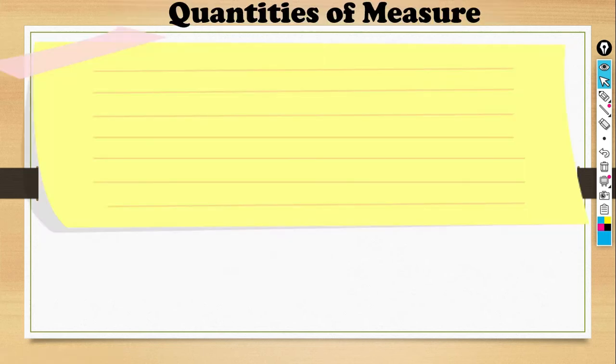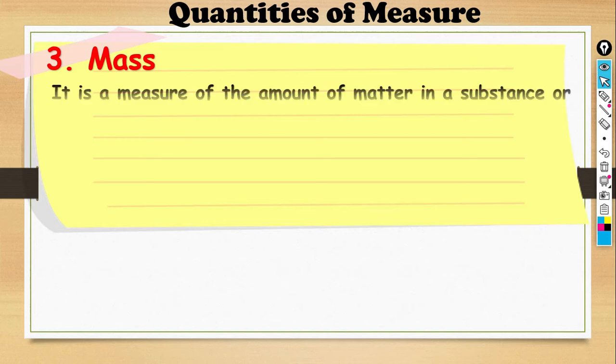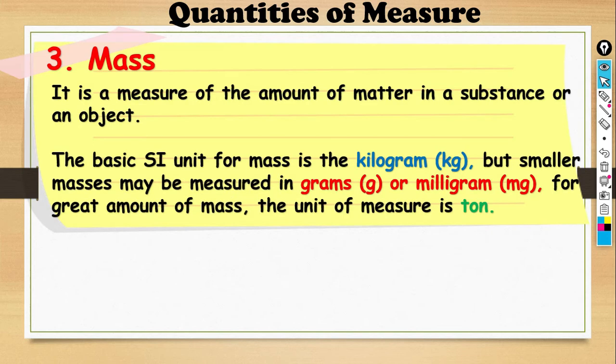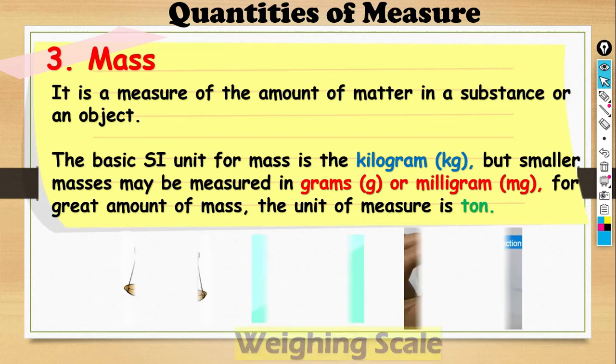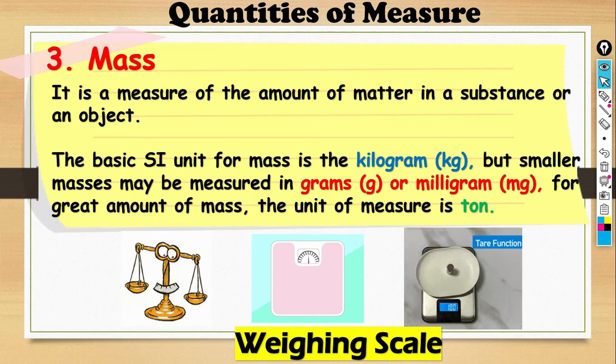So, let's now have the next quantities of measure, which is mass. So, it is a measure of the amount of matter in a substance or an object. The basic SI unit for mass is the kilogram, but smaller masses may be measured in grams or milligram. For great amount of mass, the unit of measure is ton. So, mabigat-bigat na kapag ton ang ginamit sa mass. So, ang ginagamit natin to measure the mass is weighing scale. May iba't ibang uri tayo ng weighing scale, depende kung gaano kabigat ang i-measure natin.